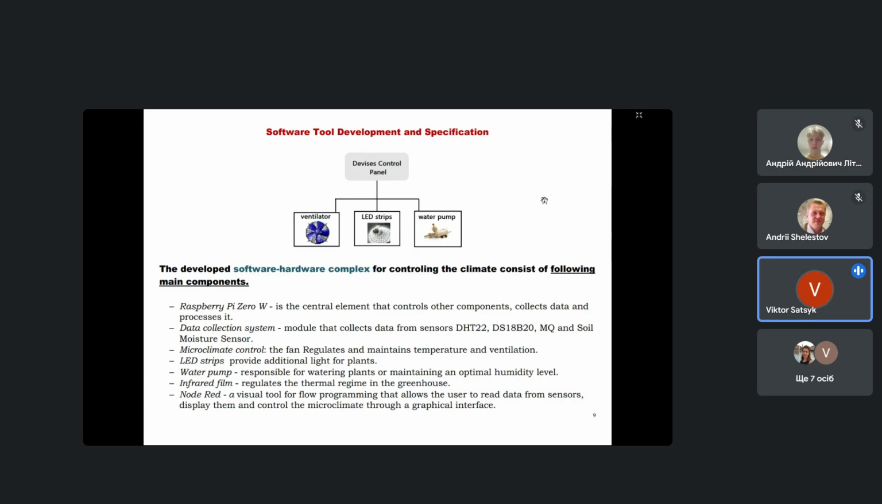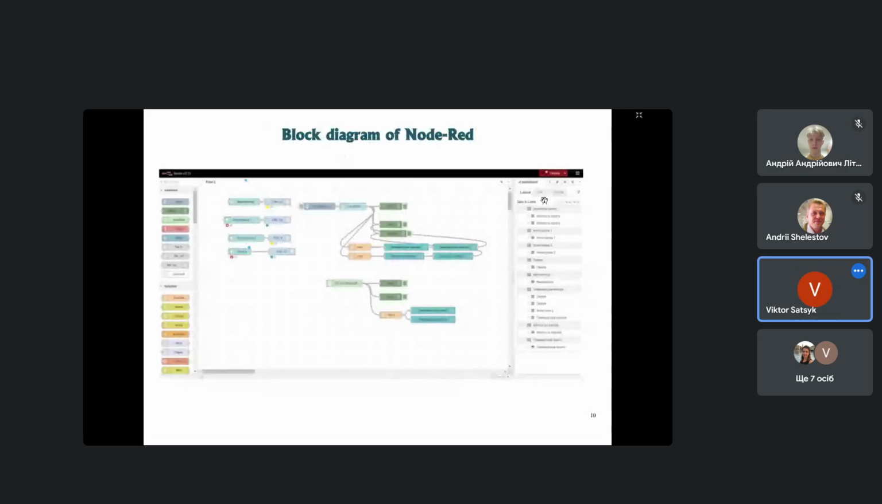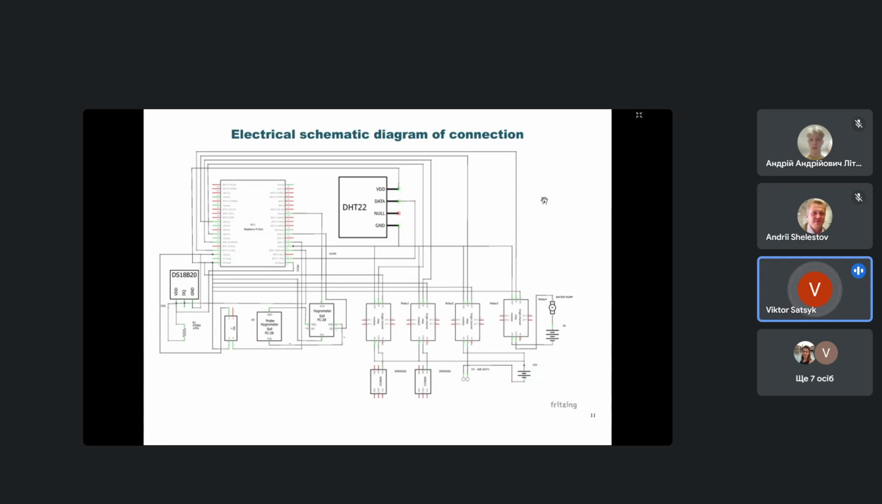Node-RED, a visual tool for flow programming, allows the user to read data from sensors, display them, and control the microclimate through a graphical interface. On this page, we can see how our terminal looks in Node-RED, our interface. And this is our electrical schematic diagram of connection. The four main external devices used to regulate microclimate parameters are a fan, a water pump, and infrared film with a mechanical regulator, and two photo stripes.